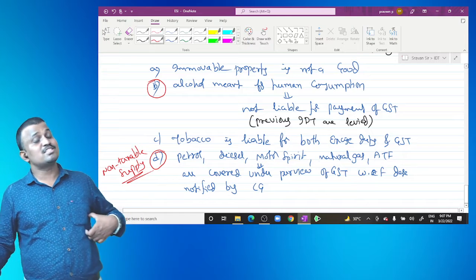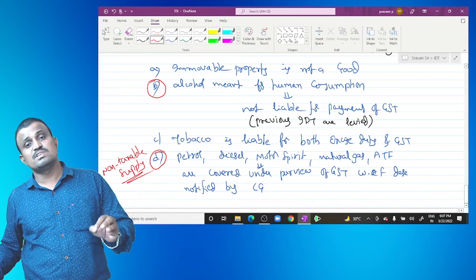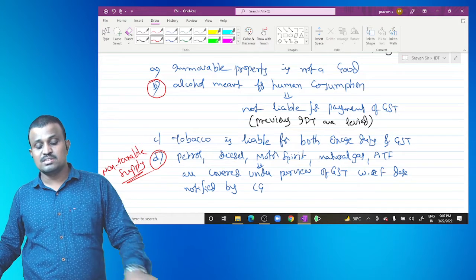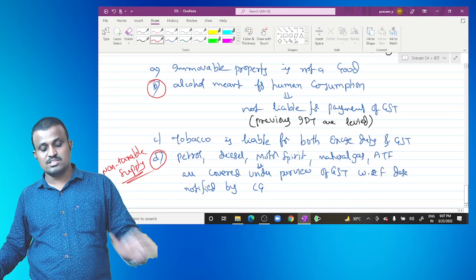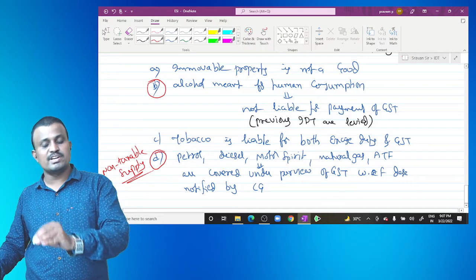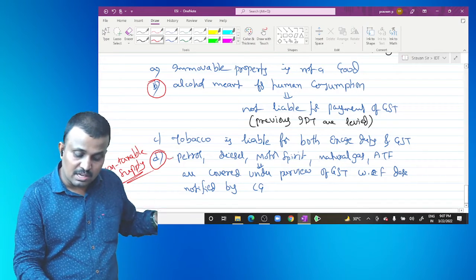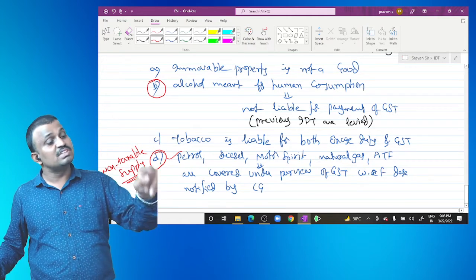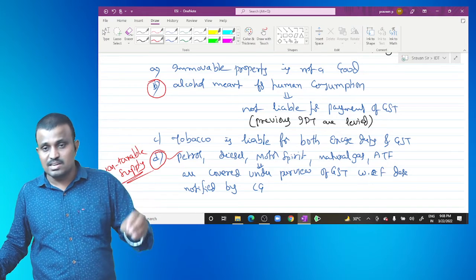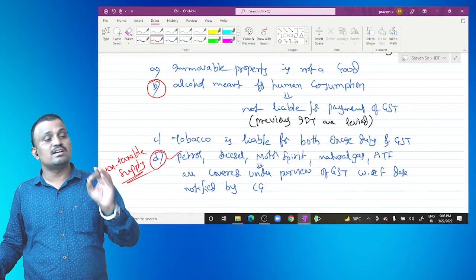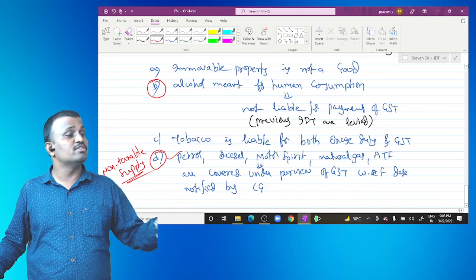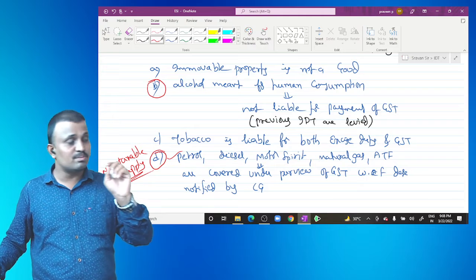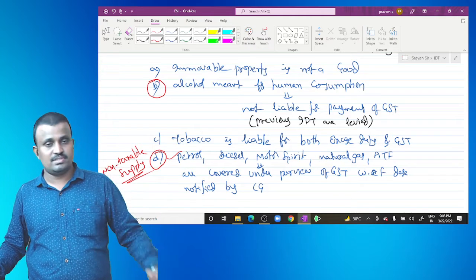Non-taxable supply means the supply of goods or services or both which are not covered under the purview of GST. The best example is supply of alcohol meant for human consumption and petrol, diesel, motor spirit, natural gas and ATF. But remember the point, these five products are covered under the purview of GST with effect from the date notified by the central government. But till now the dates are yet to be notified. That's why they are not covered under the purview of GST at the present.